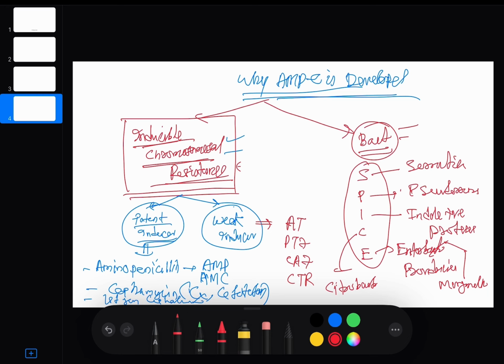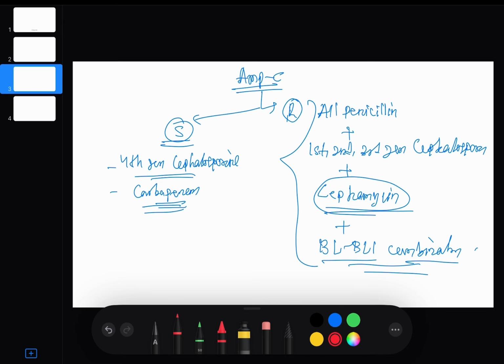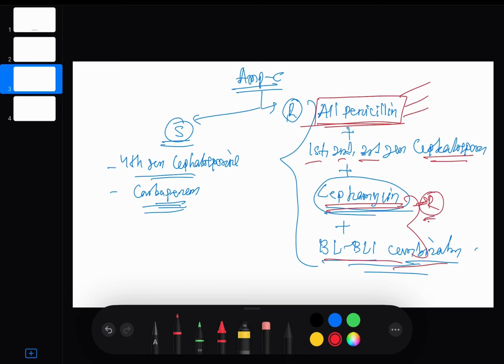Why is AMC important? We see AMC is resistant to all penicillin group, that is ampicillin, amoxicillin, all of the penicillin group, and the first, second, and third generation cephalosporin, and the cephamycin and the BLI combination. These are susceptible in ESBL, but here they are resistant, and the only susceptible ones are the fourth generation cephalosporin and the carbapenem group of antibiotics. This is all for today. Thank you.